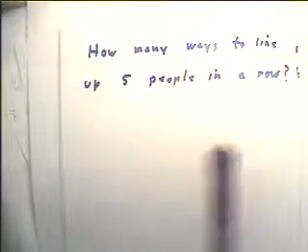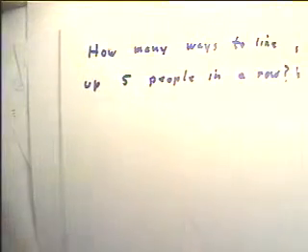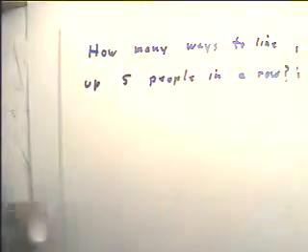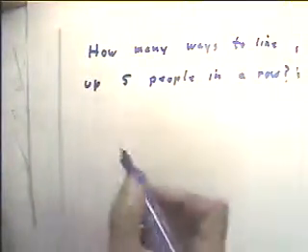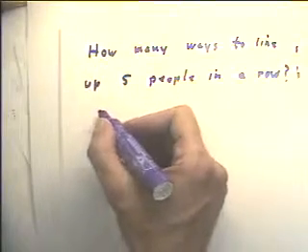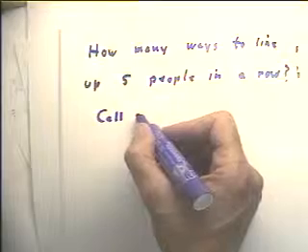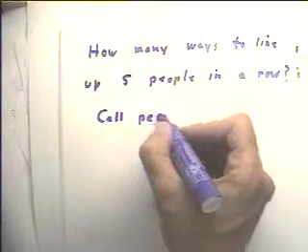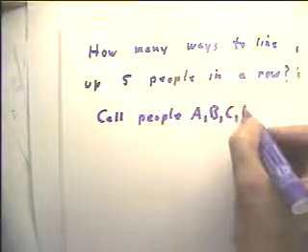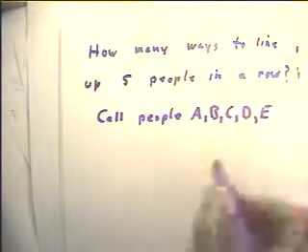Now let's look at the question of how many ways there would be to line up 5 people in a row. Say you want to take a picture of 5 people, how many different orders could you put those people in? Well, instead of giving names to the people, let's just call them A, B, C, D, and E.